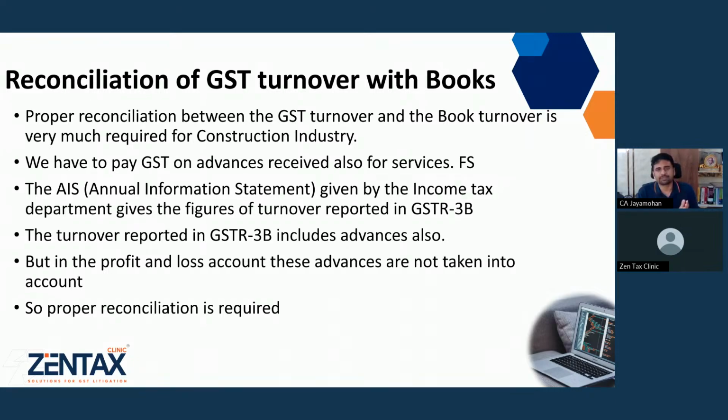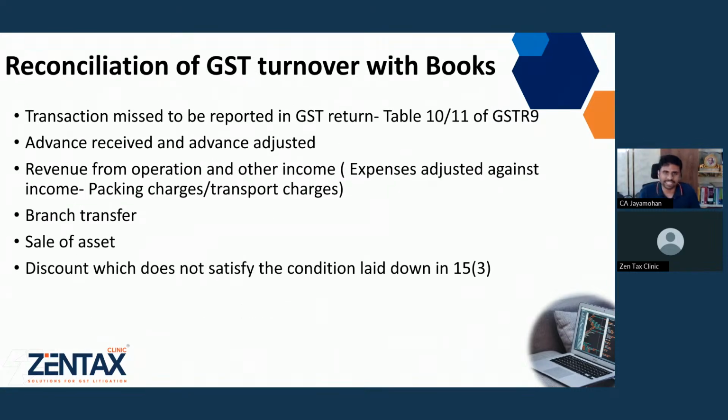Transactions such as branch transfers are also a supply under GST, whereas in your books of accounts, they are not treated as a supply. So there are many transactions due to which the turnover reported in GST returns and financials might not agree. These are an illustrative list of certain transactions. It might happen that you genuinely missed reporting a certain transaction during the financial year. You can always report it in the subsequent financial year, and in GSTR 9 table 10, you can mention the transactions reported which pertain to the previous year. And also the advance adjusted and advance received that I already mentioned.